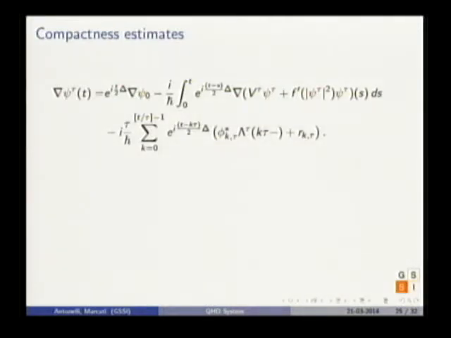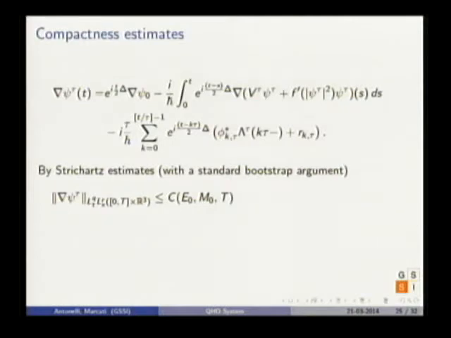And here, I can apply the Strichartz estimates. It's standard. You use some bootstrap argument, and you gain some integrability for the gradient of psi tau. So you know that the gradient of psi tau in those spaces is bounded by something which depends just on the initial energy, initial mass, and the time.